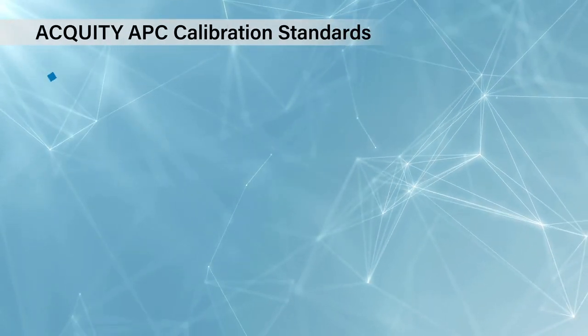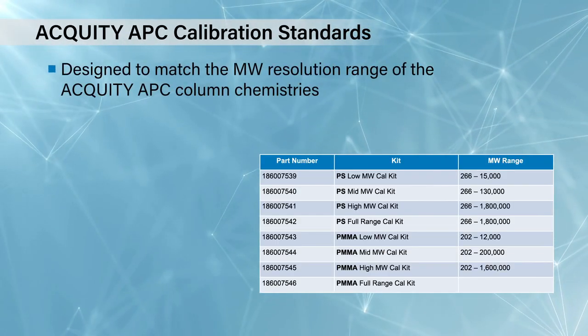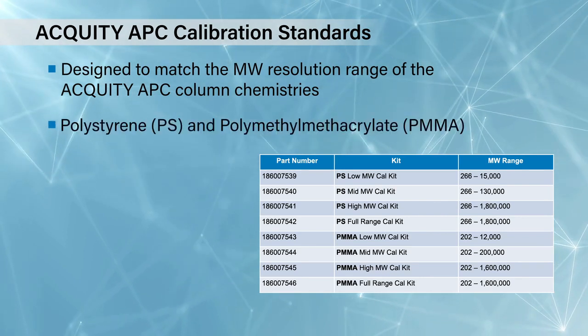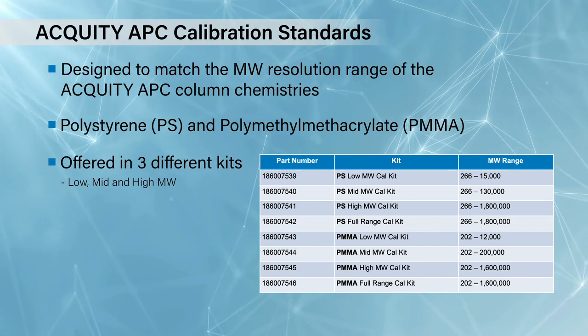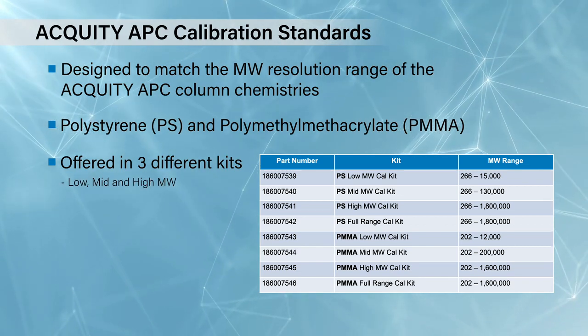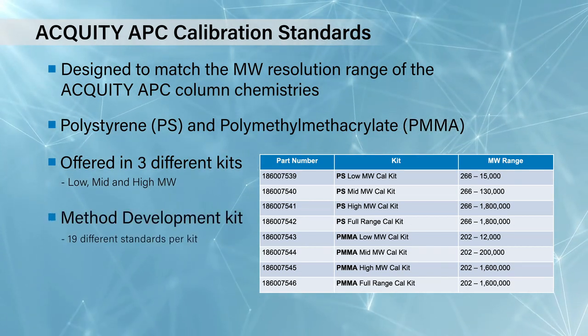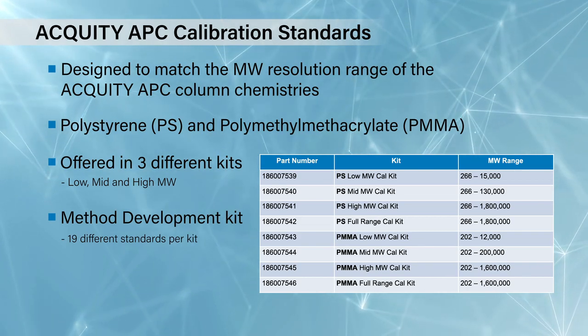So I said that we have matched the molecular weight resolution range of the APC column chemistries to kits, pre-made kits that you can buy, which are vials with 4 standards in each vial, and they come in a set of 3 to give you a 12-point calibration.